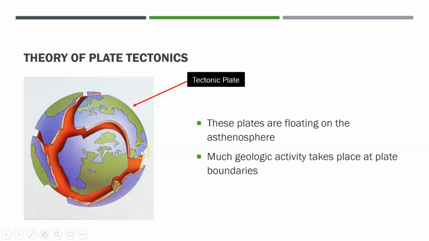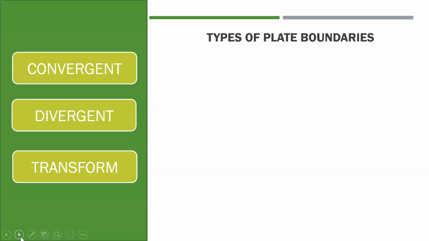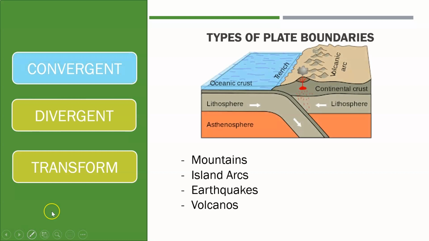And here is our theory of plate tectonics. Each of these is a tectonic plate. And what we're really going to focus on is this geologic activity that takes place at the different plate boundaries. So we have three types of plate boundaries: the convergent, divergent, and transform. We look first at a convergent plate boundary, and this is where two plates are converging, pushing together.